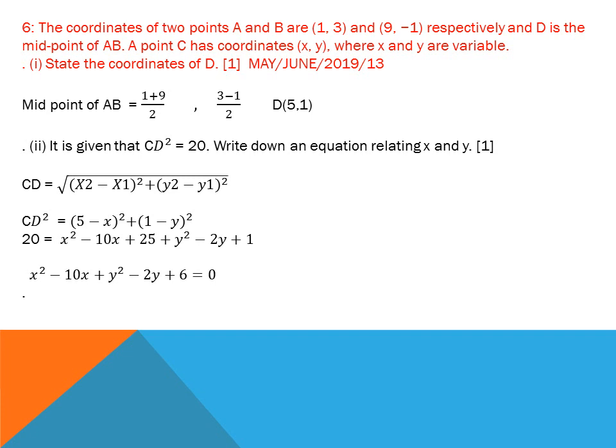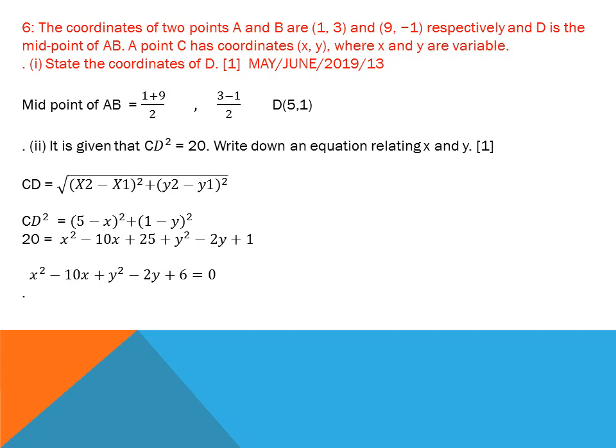It is given that CD squared is equal to 20. Write down the equation relating x and y. We only apply the distance formula here, (x2 minus x1) whole squared plus (y2 minus y1) whole squared, because CD: point C is (x, y) and point D is (5, 1). I applied the values: (5 minus x) whole squared plus (1 minus y) whole squared equals 20, because when squaring both sides the square root is cancelled with the square.